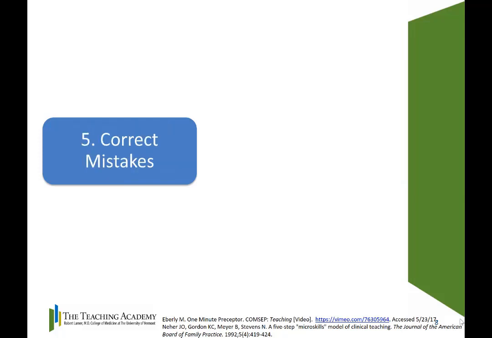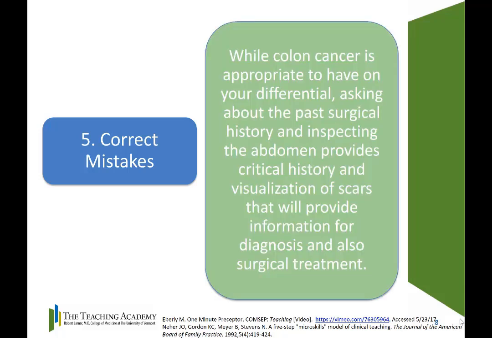The second part of giving feedback is the last step, correcting mistakes. One way to approach this skill is to ask the learner to critique their own performance. If you don't want to use this approach, it is important to be specific when identifying incorrect actions, plans, or behaviors. For example, while colon cancer is appropriate to have on your differential, asking about past surgical history and inspecting the abdomen provides critical history and visualization of scars that will provide information for diagnosis and also surgical treatment.